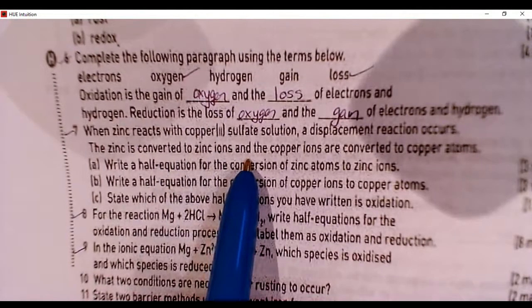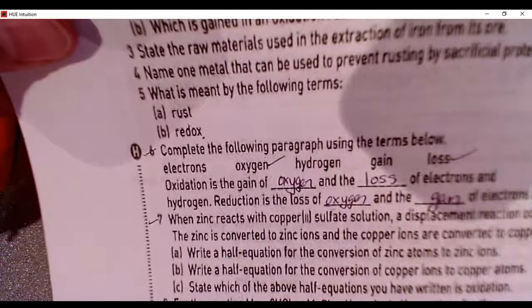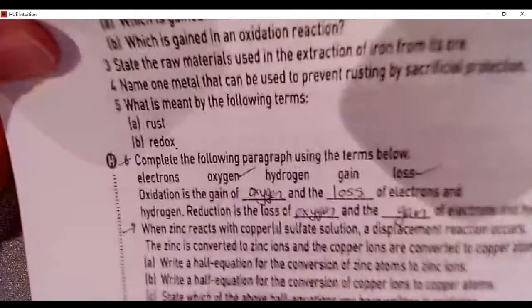Okay, so question 7 I'm going to do here. Right, so question 7. It says the zinc is converted to zinc ions and copper ions are converted to copper atoms. Write a half equation for the zinc atoms to zinc ions. Okay, so tricky enough, right? So converted zinc atoms are the reactant.